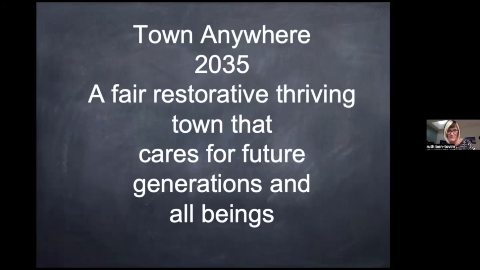My screen's just gone again. So I'm going to talk about a little bit of Town Anywhere that we did recently in Bristol for a festival. Town Anywhere always starts with a framing. It could be a year, 2035; we're going to be doing one in Tooting, it's 2040. We did one at the transition, which was 2030. And then this framing in Bristol, they chose that it would be a fair, restorative, thriving town that cares for future generations and all beings.